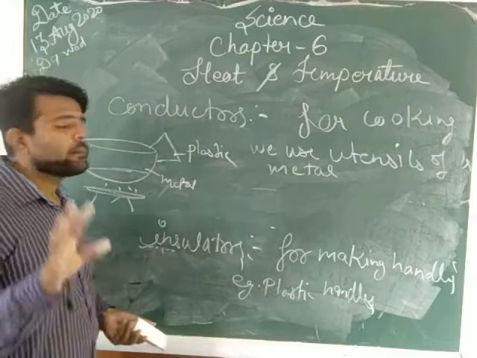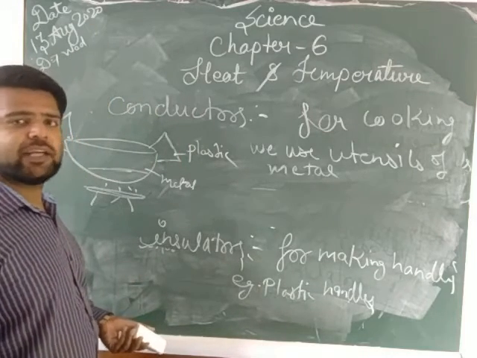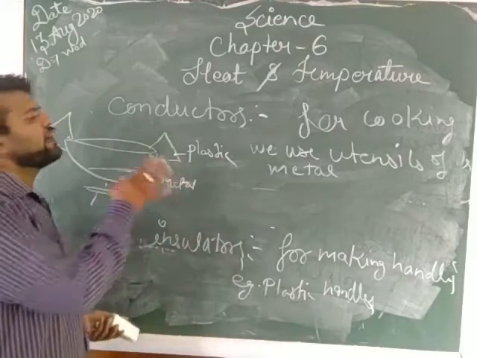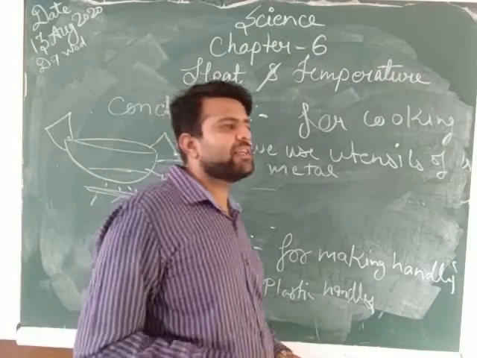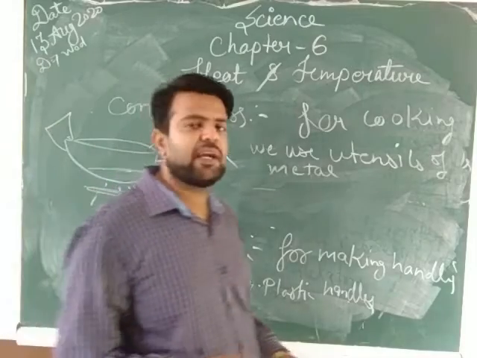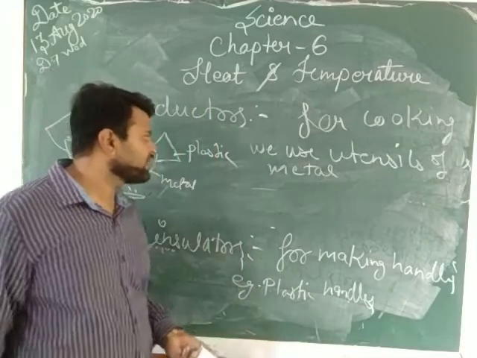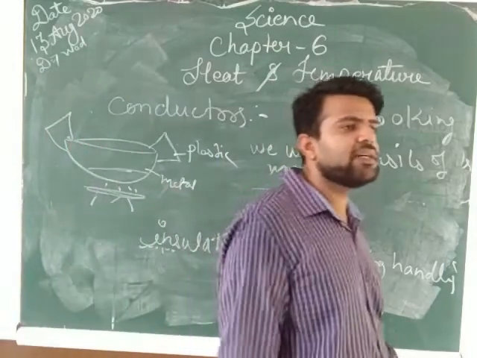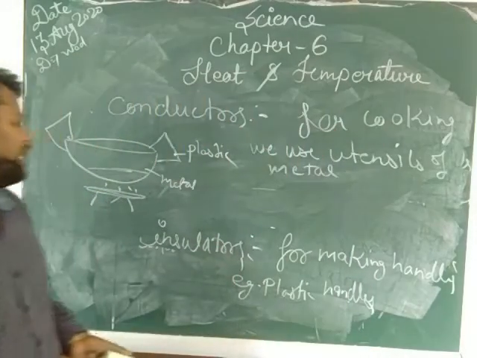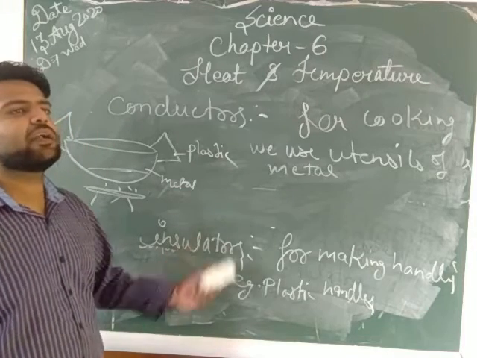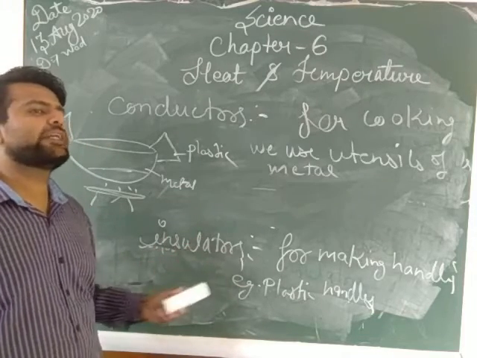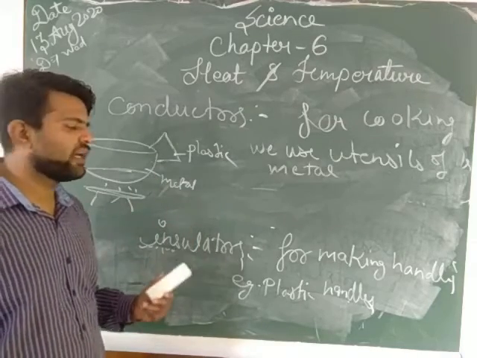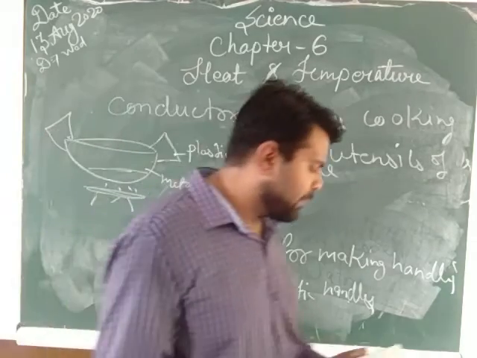Next, all substances do not conduct heat. Some substances conduct heat while some substances do not conduct heat. The substances which conduct heat are called conductors. Examples are the metals. Whereas some substances do not conduct heat and they are called insulators. Examples we can give are rubber or plastics.